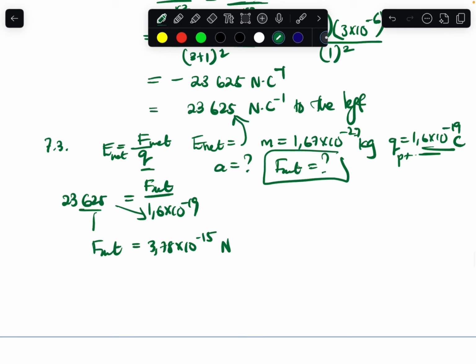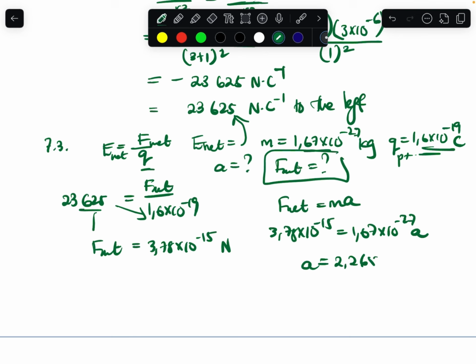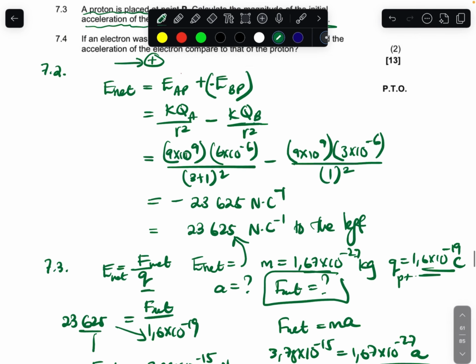And then the next step, we're going to get the acceleration now, the one that they want, using the formula F net is equal to ma. We'll substitute 3.78 times 10 to the power negative 15 equal to the mass. We were given the mass, it's 1.67 times 10 to the power negative 27. And then we want the acceleration. We divide by 1.67 and we get the acceleration, that is 2.26 times 10 to the power 12 meters per second squared. Don't forget the units. This is the final answer that we needed there.